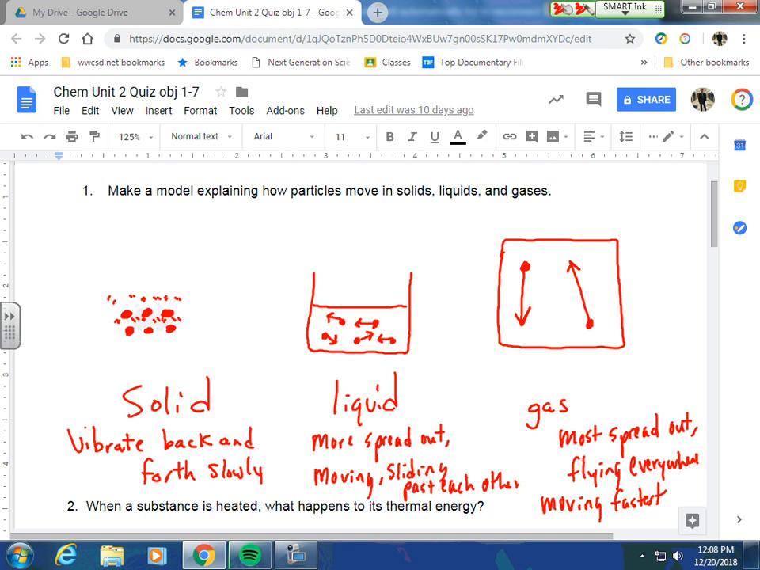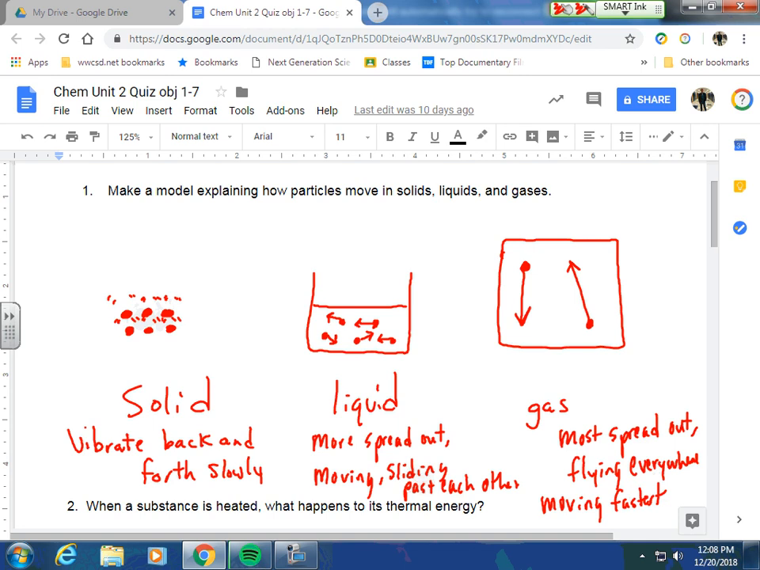So I was looking for particles, the motion, and the arrangement, and these models tend to be worth quite a bit when it comes to your quiz grade. You'll have other questions maybe worth just a couple points. In the solid, they're just little apostrophes, quotation marks around them, because the reason we don't do arrows with solids is because they don't change place with one another. They just vibrate back and forth, right?